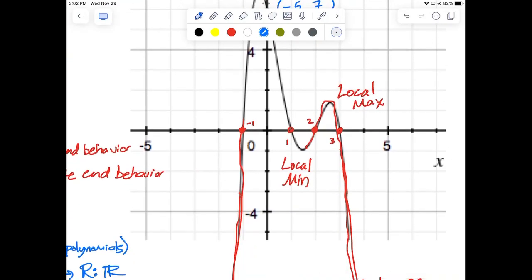What would be a possible coordinate for this local min? Well, it looks like the y value is negative 1. We don't have to approximate that. What would the x value be?